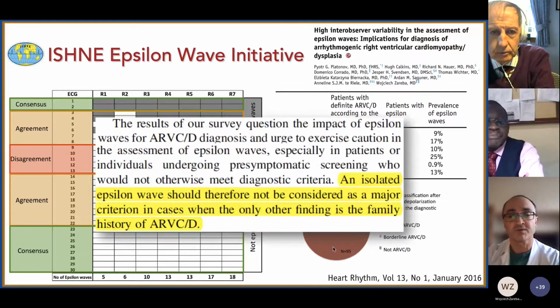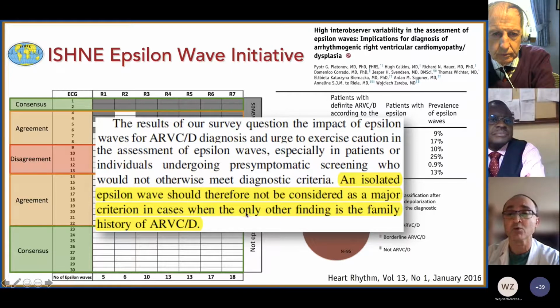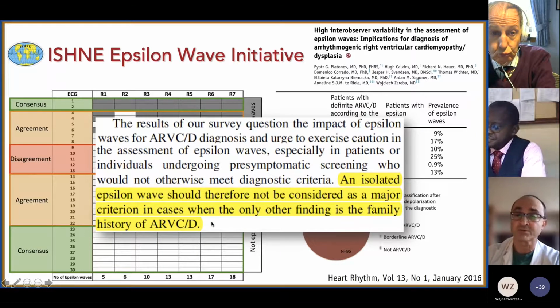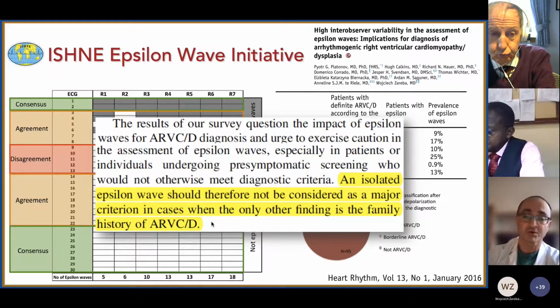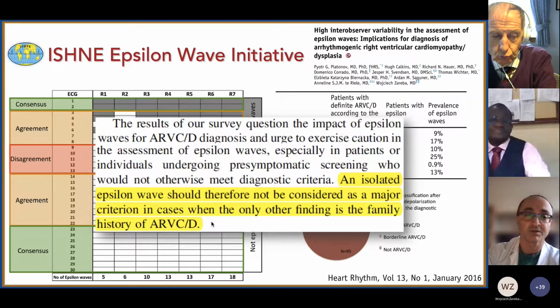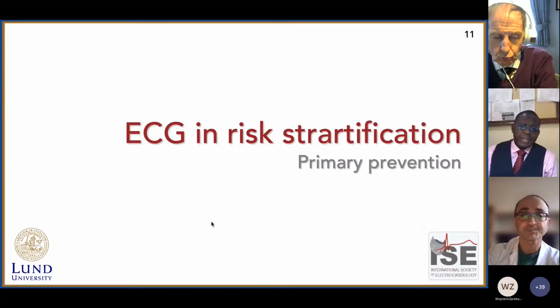So our conclusion from that work was that an isolated epsilon wave should not be considered as a major criterion in cases when the only other finding is the family history of ARVC. And this is especially relevant for family members who undergo clinical screening, where we might be too sensitive to irregularities on ECG, risking putting a definite ARVC diagnosis with all the consequences it may have.